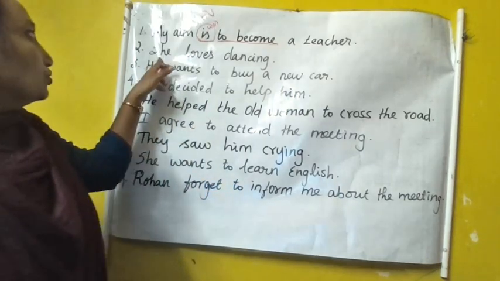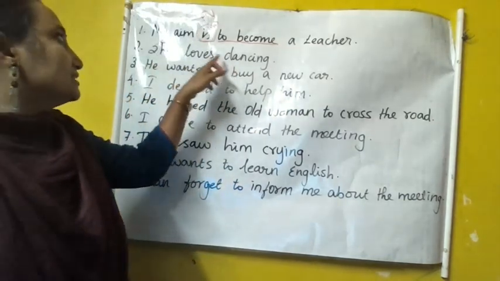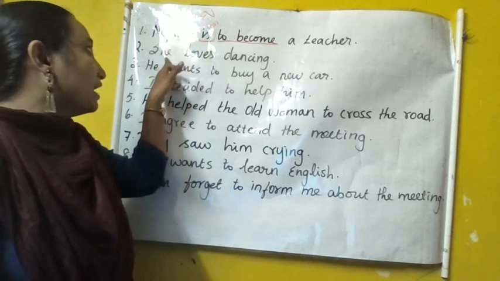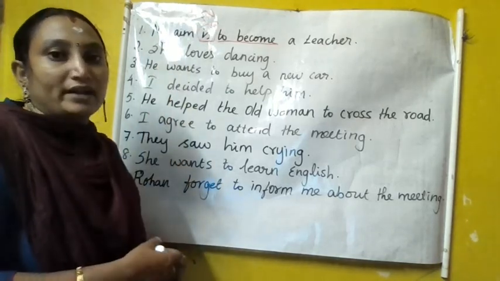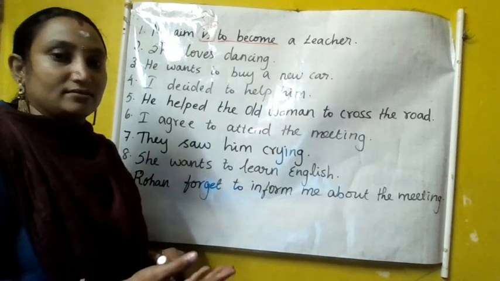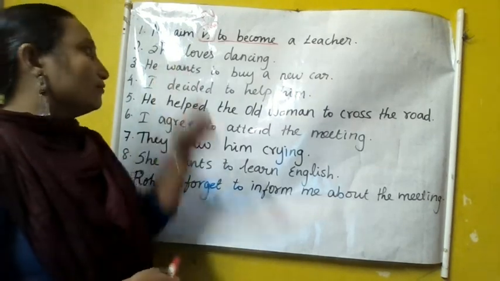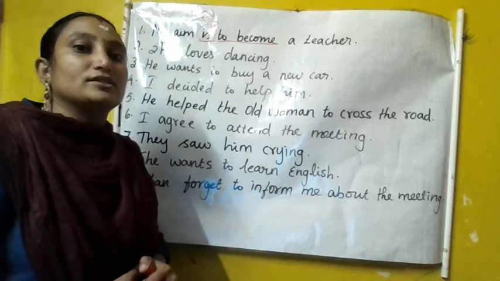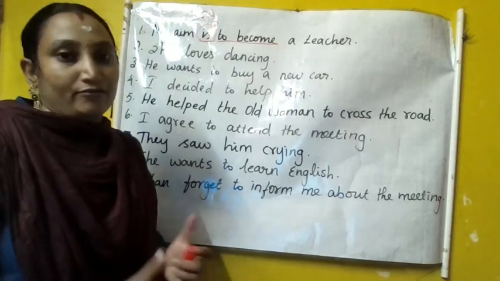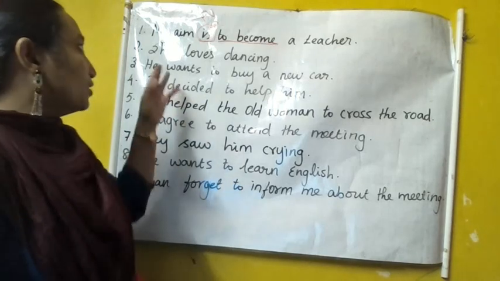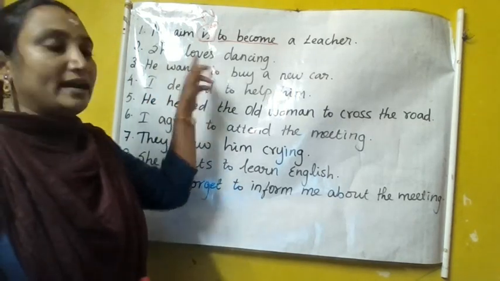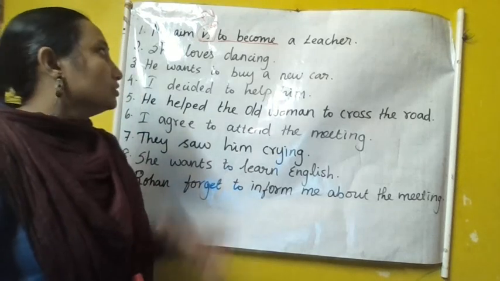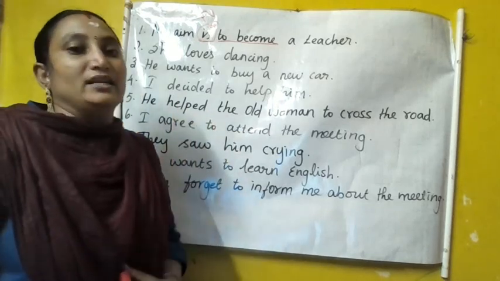As I told you, she loves dancing. Here, instead of the subject she, if we have I, how do we write? I love dancing, isn't it? If we have we, W-E, again we change the verb as love, isn't it? Only for third person singular, we add S or ES along with the verb, isn't it? So that is the second identification mark.